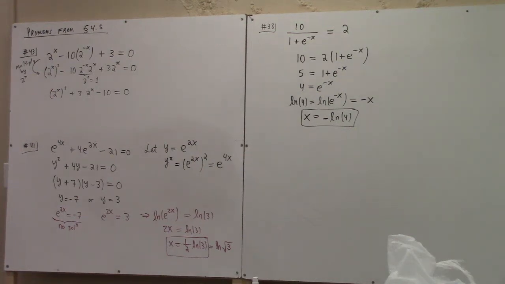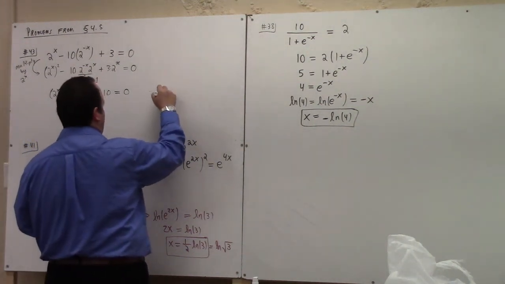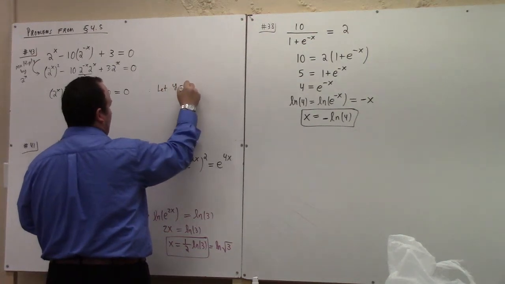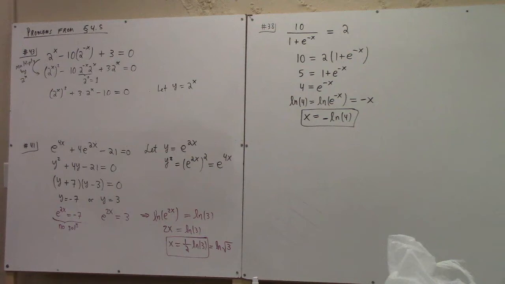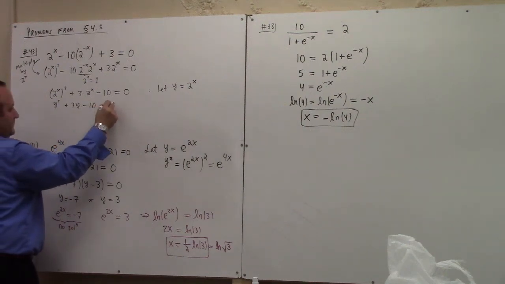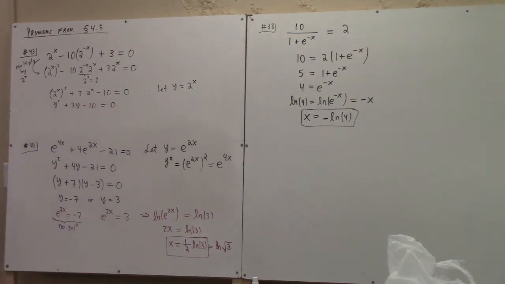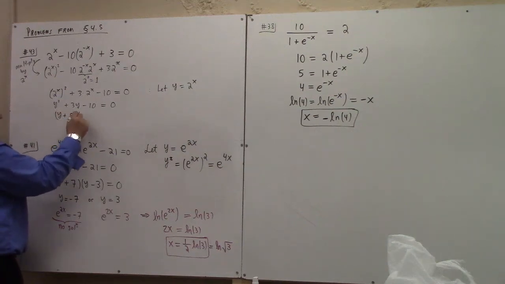But anyway, what should I make the substitution? Yeah, let y equal 2 to the x. I think that'll do it. Oh, it's the same as the other one, isn't it? That's funny. So let y equal 2 to the x, then this is y squared plus 3y minus 10. Can you guys factor that? 5 and 2, which one's positive, which one's negative? Positive 5, negative 2.